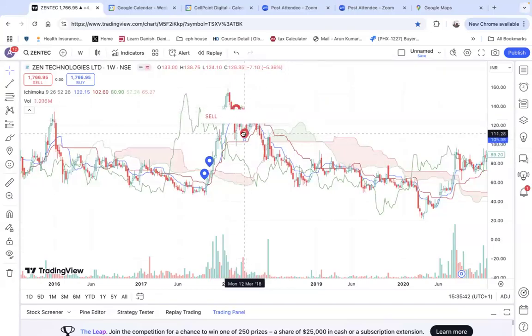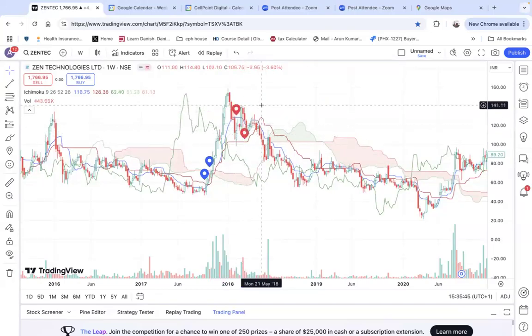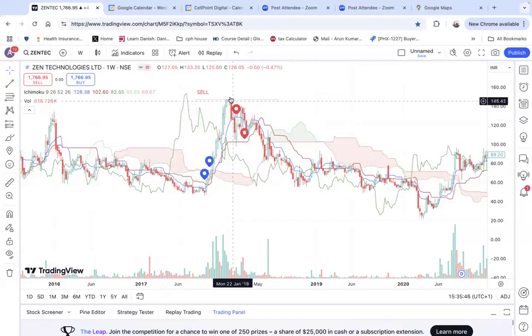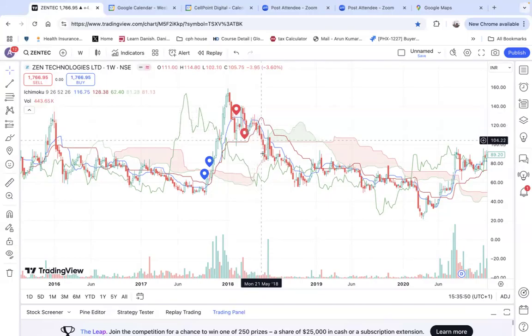Now I'm more convinced that this is going to go down because I'm seeing the trend is starting to reverse, because we are putting a lower high. So you can see that again a lower high, again it goes down. So now at this point, the price has gone below the red line, the cloud as well. So that means it's a clear bearish signal.